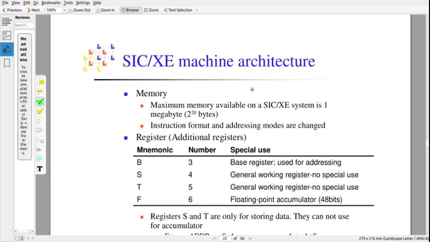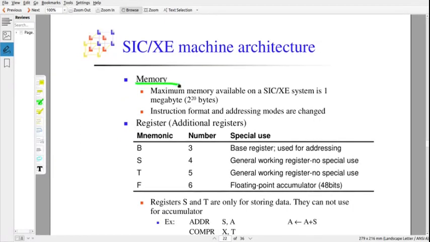So this is a continuation of the previous video. In the previous video we discussed the hypothetical machine SIC, Simplified Instruction Computer. And today we will discuss more about the second version of the SIC machine, called SIC/XE, Simplified Instructional Computer Extra Equipment. It has a few more features compared to SIC.